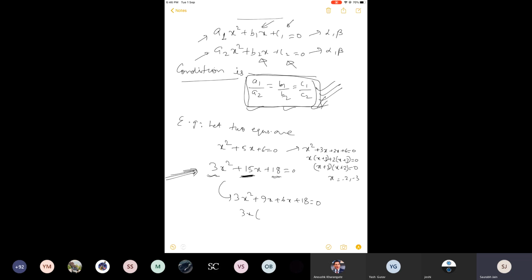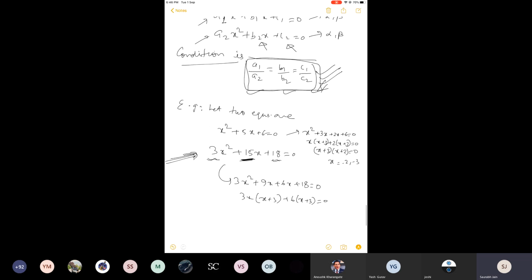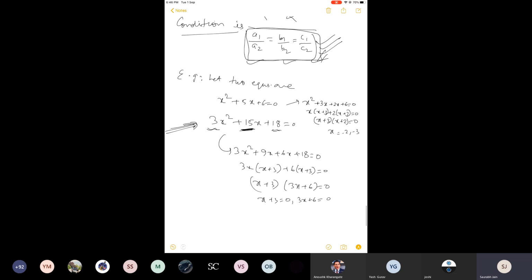So you will take 3x common. This will be x plus 3. Then 6 common, x plus 3. As a result, you get the factors (x plus 3) into (3x plus 6) equal to 0. So the roots that you will get now are x equals minus 3 and x equal to minus 2. What do you observe? Roots are same. Both the equations have same roots.